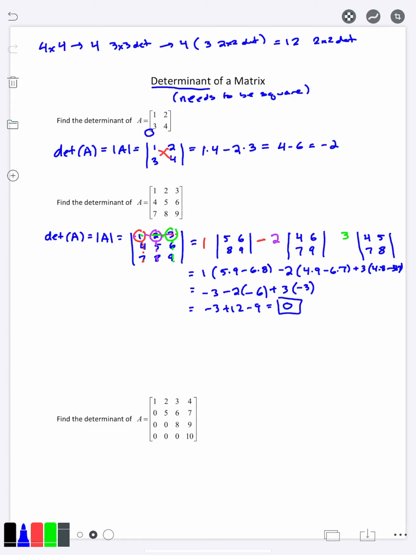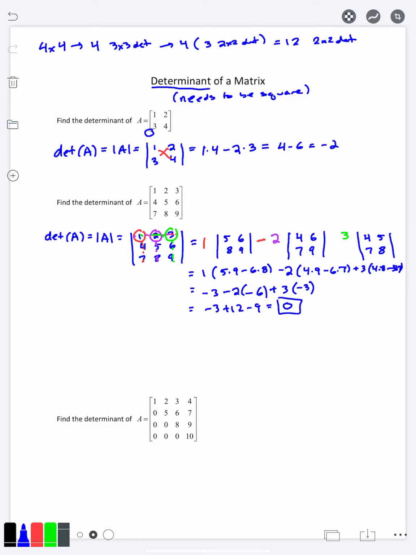I do need to point out that this second way only ever works on 3 by 3 determinants. It will not work on 4 by 4 or 17 by 17 or anything else. It only works on 3 by 3, but 3 by 3 are the most common we have to actually do by hand, and so that's going to be good enough for us.